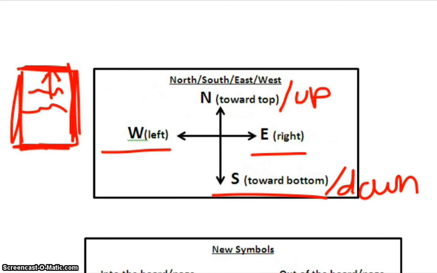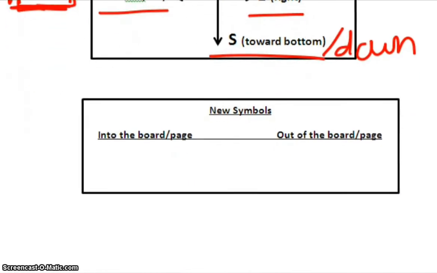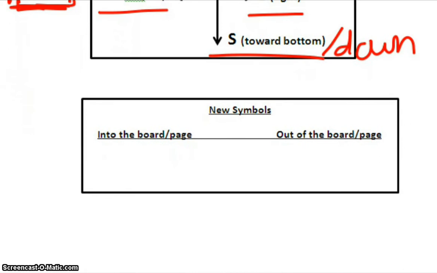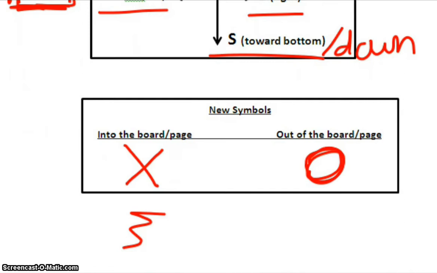Right and left. Now there are 2 new symbols. The new symbols are X, into the board or into the page, into whatever you're looking at, and O, out of whatever you're looking at. There are a couple ways to remember this. One, I remember O for out. They both look like O's. Another way is X marks the spot. If you're on a treasure hunt, that's where you dig in. So X is into the page.